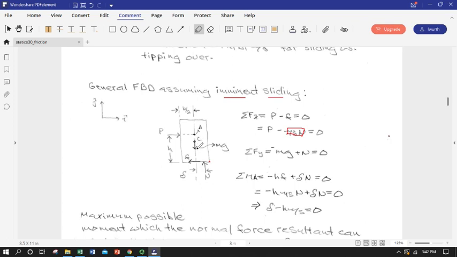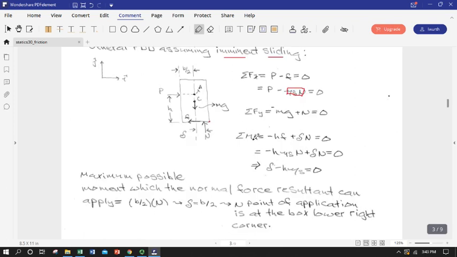I've got the weight, mg, being opposed by the normal force, the magnitude of the normal force resultant, so negative mg plus N. So now if I wanted to, I could replace this N up here with an mg. Might be useful later. And I'm going to take the sum of the moments about point A, not the bottom corner. I'm going to take it about A.